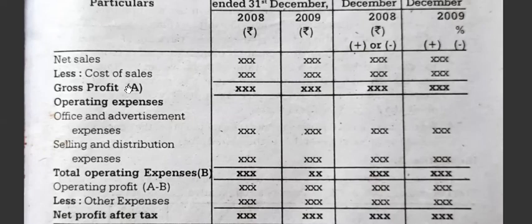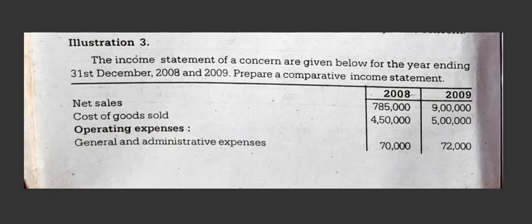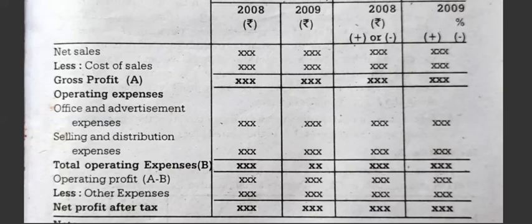See, net sales, cost of sales you have to deduct, you will get gross profit. Operating expenses, then office and administration expenses, selling and distribution expenses, total operating expenses. From the gross profit deduct operating expenses, you will get operating profit, less other expenses. If there are any other expenses, you have to deduct. Then you will get net profit after tax.